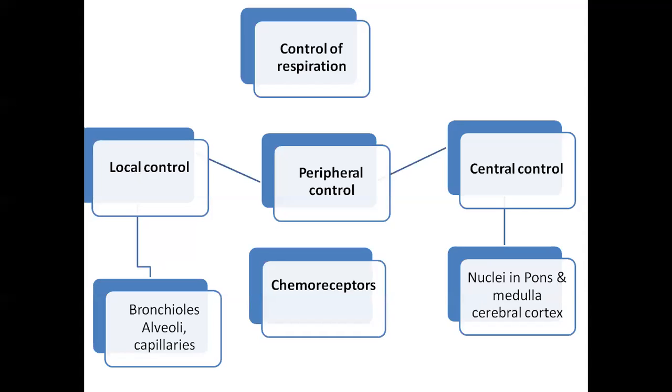So this control of respiration can be categorized into three types. One is local control, one is peripheral control, and the third one is central control. In local control, especially the lungs will be participating. So bronchioles, alveoli, and capillaries will participate in the local control mechanism.